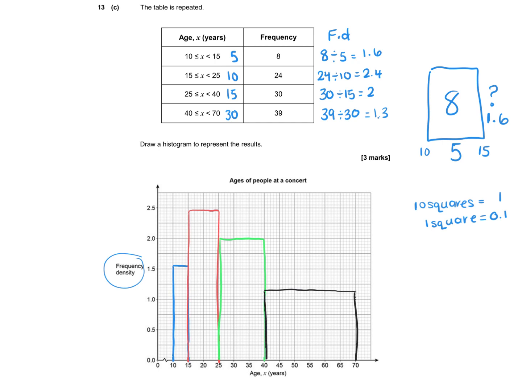And there you go. There's our histogram. That is what we're looking for. We're definitely looking for a ruler. No, you don't have to use different colors. And no, you don't have to shade it in. But there we go. 3 marks.